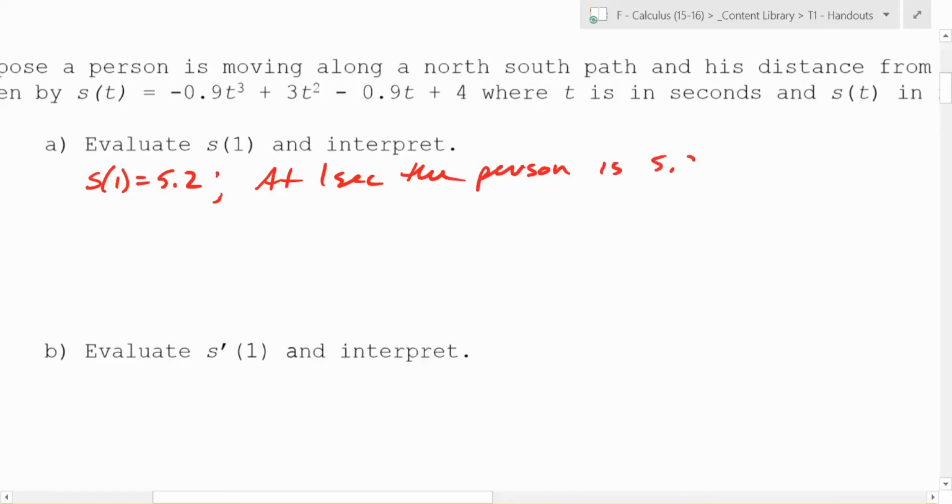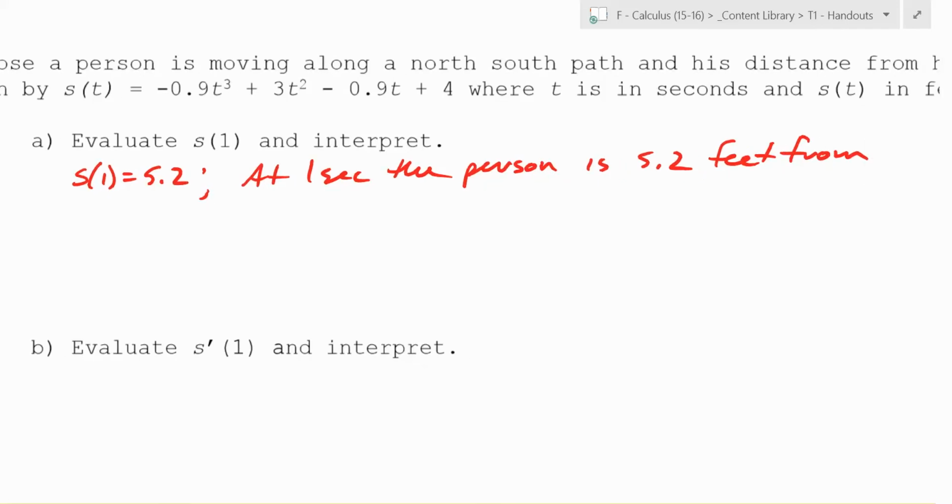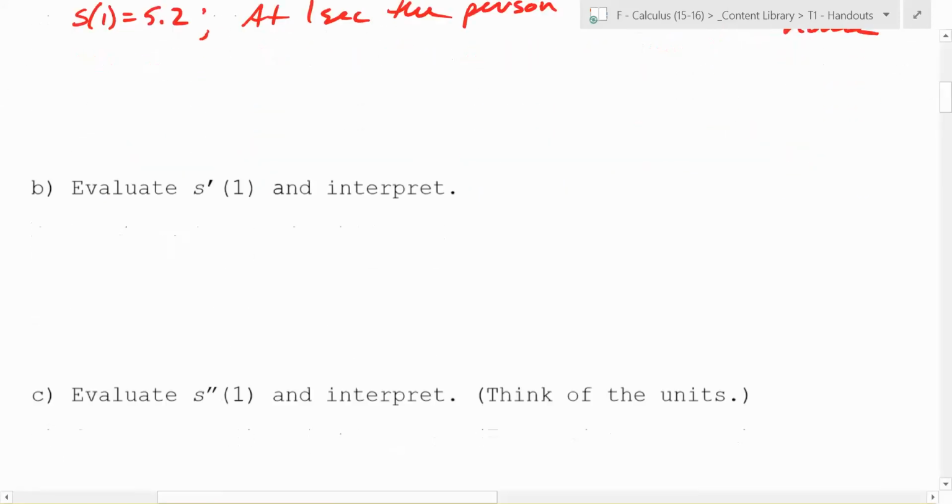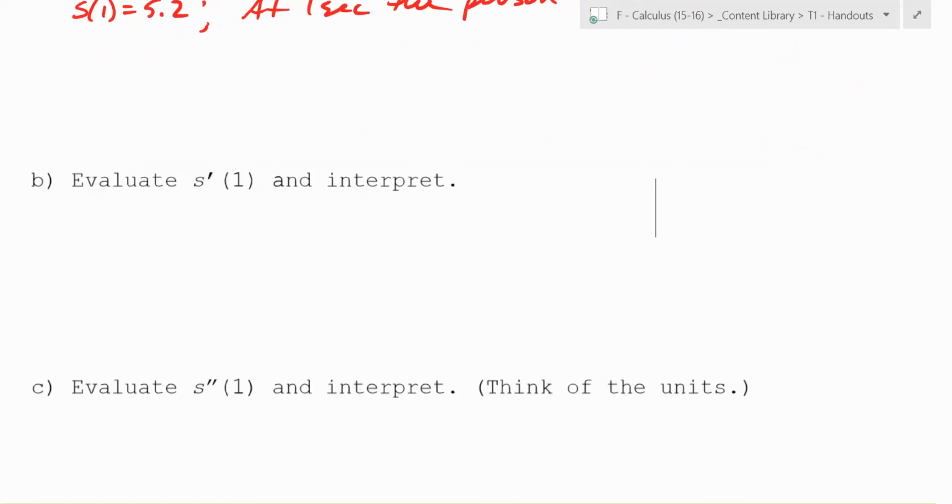Is 5.2 feet. Is it feet? Yeah. From home. Excellent. Fantastic. I love it. So then you're asked to do the same thing, but for S prime at 1. S prime at 1. Someone else. Can someone tell me what that is?